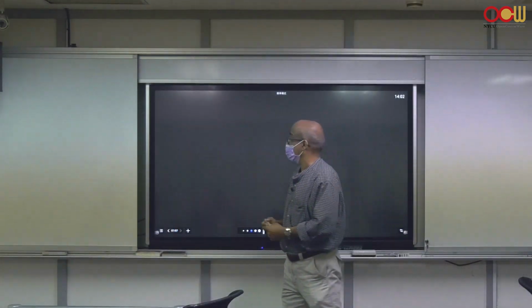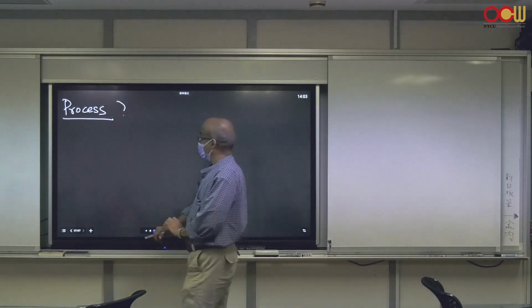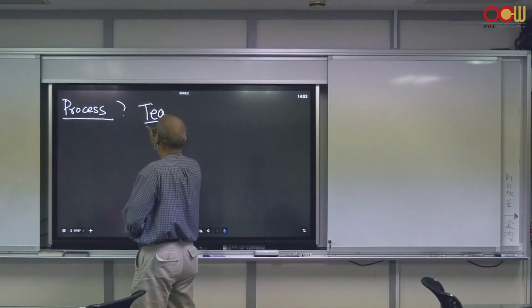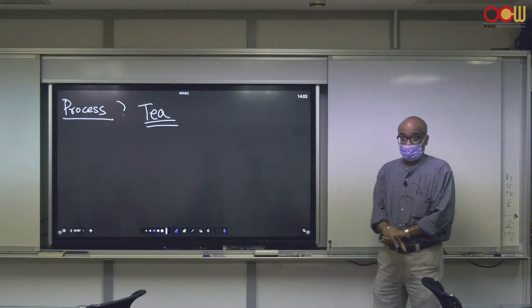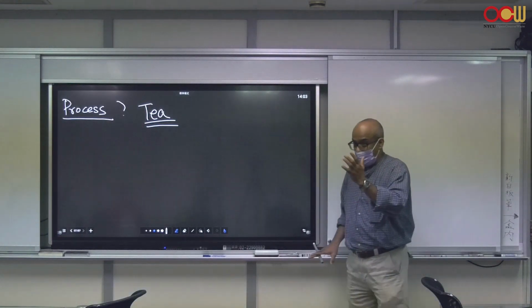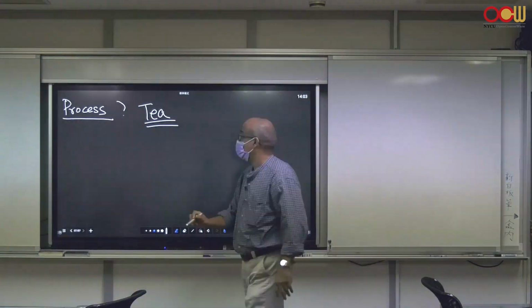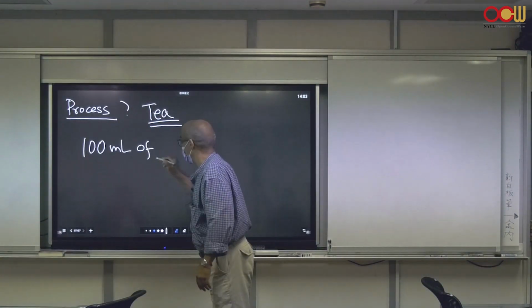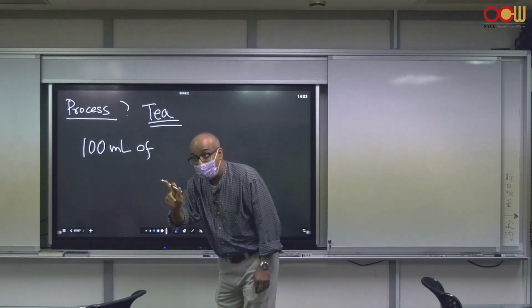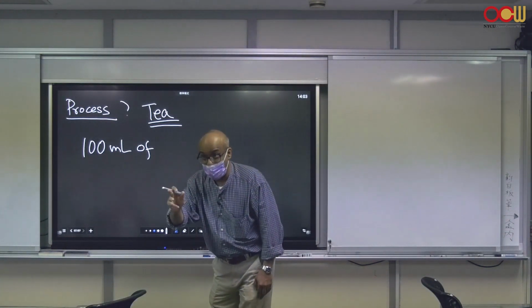What about process? Process of making tea. We are trying to make tea. How will I write? It's a process. Boil the water. Okay, boil water. So how much water? Some kind of technical writing. You see, I cannot say just boil water.